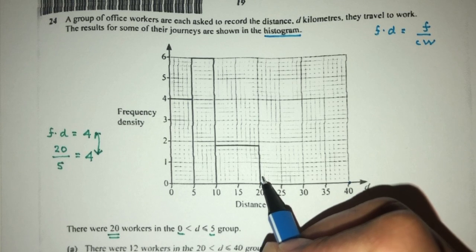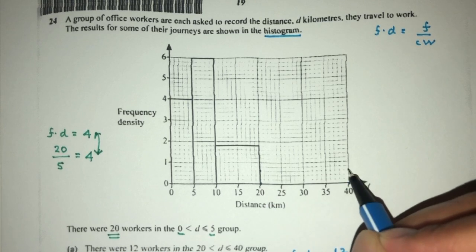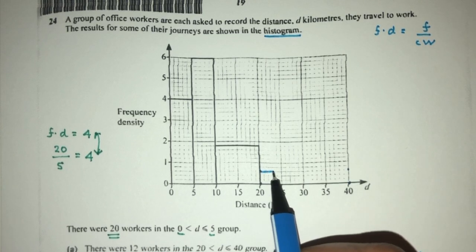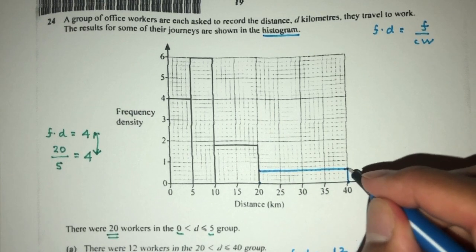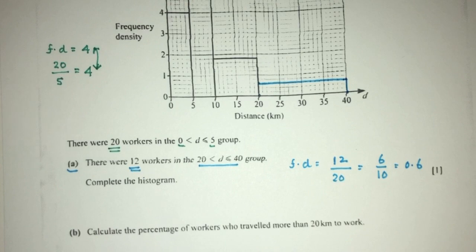That should be 1, 2, 3. 1, 2, 3 should be right here. So it has to be drawn with a straight line. Of course, use a ruler for this one, and this will be your answer for part A, complete the histogram.